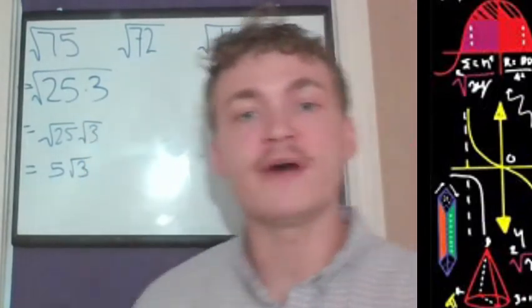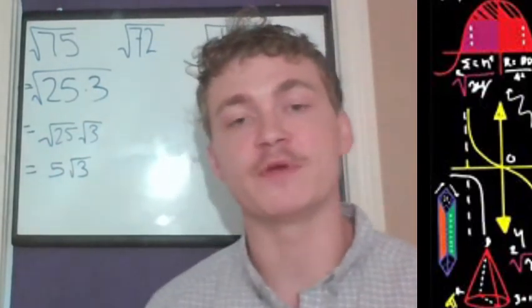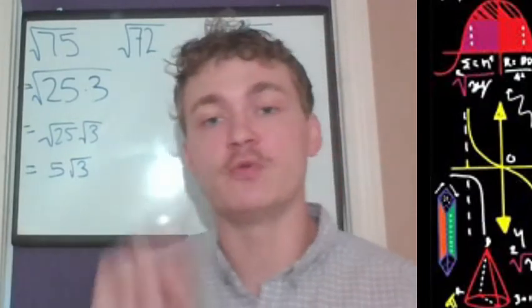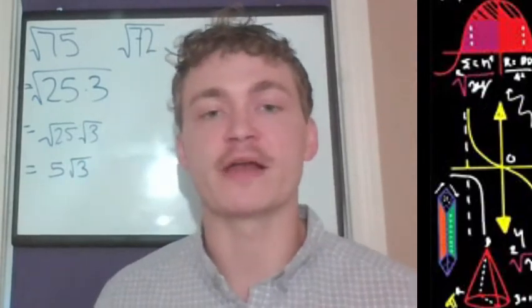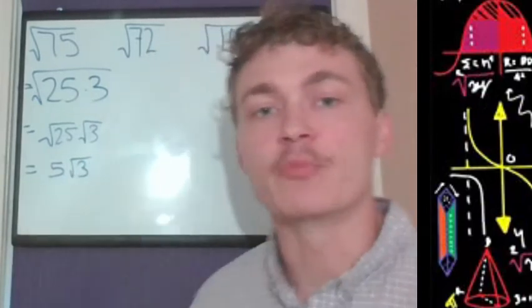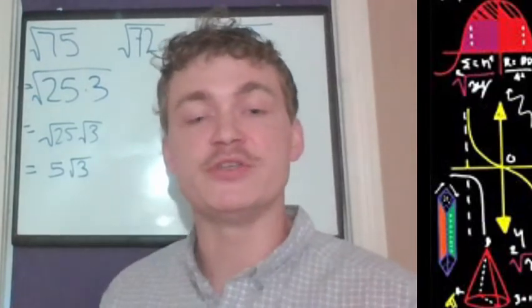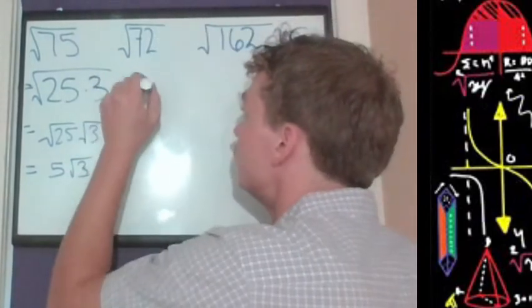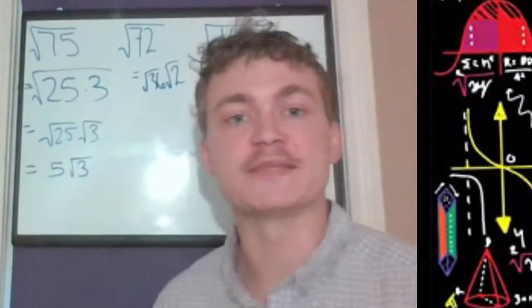So 4 will divide into 72, it's a perfect square. 9 will divide into 72, it's a perfect square. However, 36 is also a perfect square and will divide 72 twice. We will choose 36 because it's the largest perfect square factor for 72. So using our product rule to rewrite 72 as 36 times 2, the square root of 72 is equal to the square root of 36 multiplied by the square root of 2.